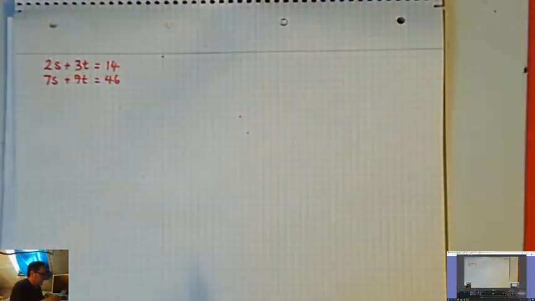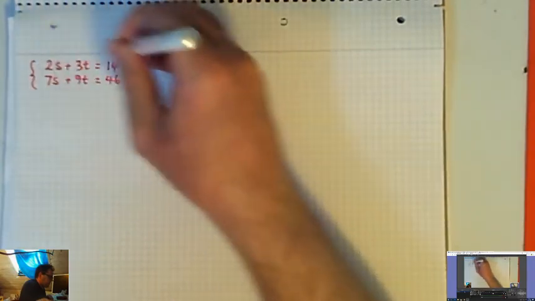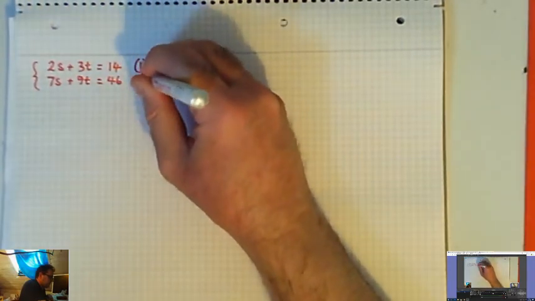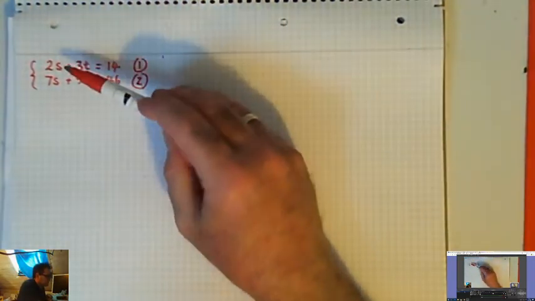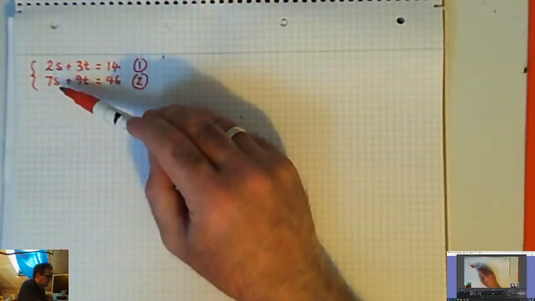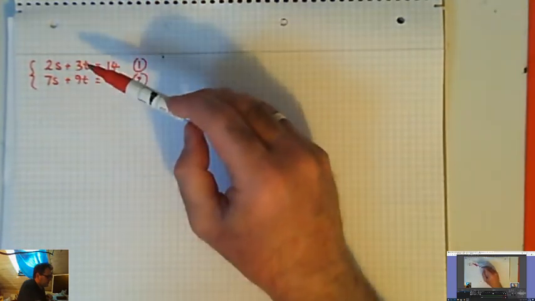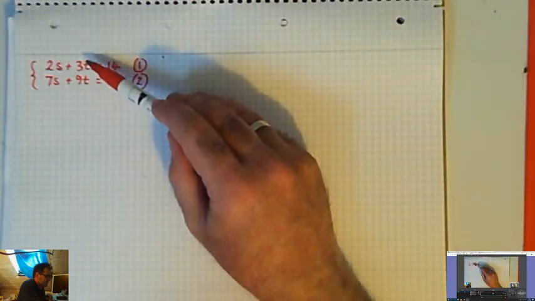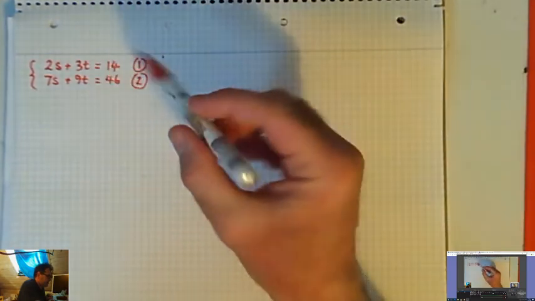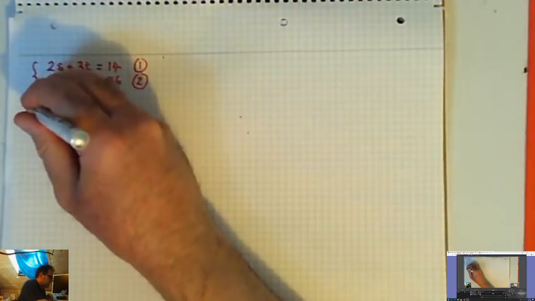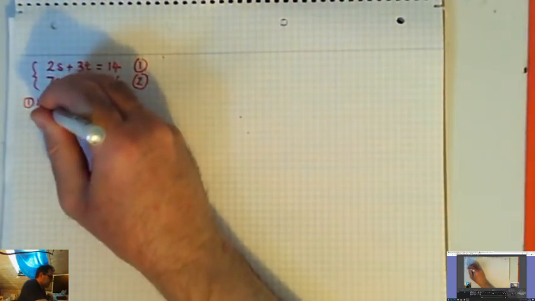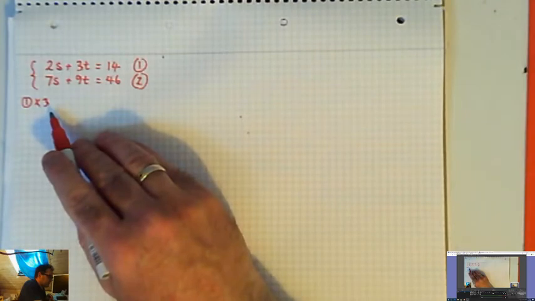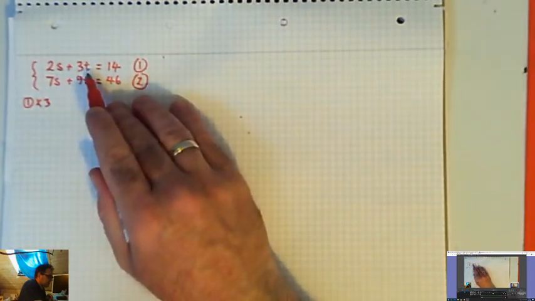Okay, so this time, again, two equations, label them 1 and 2. So 2s and 7s in the equations, and then 3t and 9t. Now I notice that 3 goes into 9 3 times. So if I take everything in equation 1 and multiply it by 3, then I'll get a 9t there.